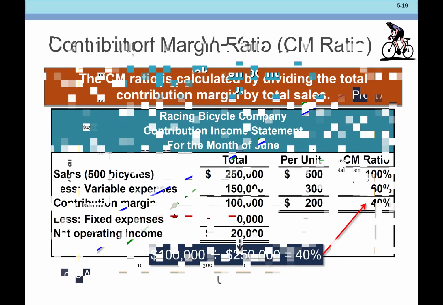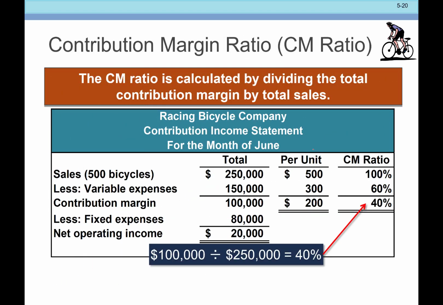Okay, good. Let's take a look at contribution margin ratio. To calculate the contribution margin ratio, we will take our contribution margin, divide it by our sales price, and that is going to give us our contribution margin ratio. That is telling what percent of each sales dollar goes towards my first fixed cost and then my profit.